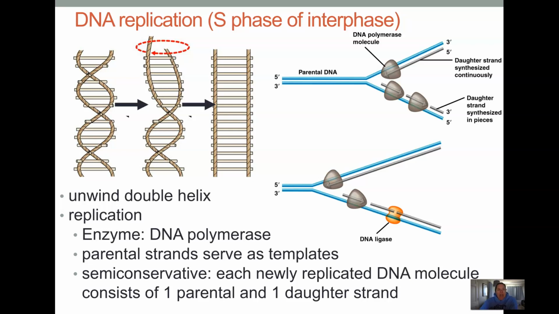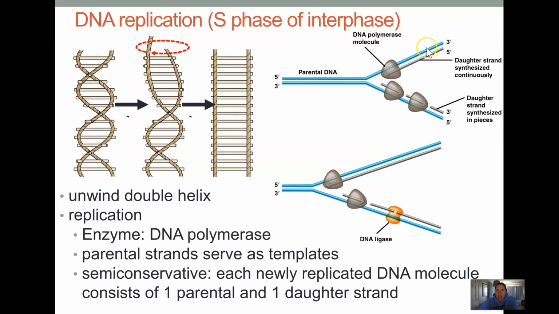The first thing that has to happen is the double helix unwinds itself. And so it starts to truly look like a ladder, right? You can see the rungs of the ladder. Here's our sugar phosphate backbone, and here are our nitrogenous bases that make up the middle part of our DNA.